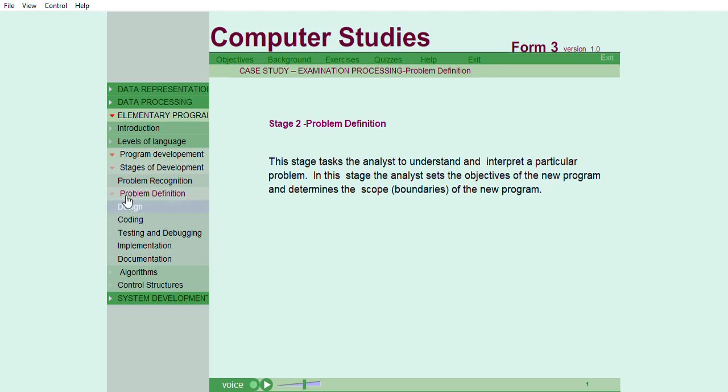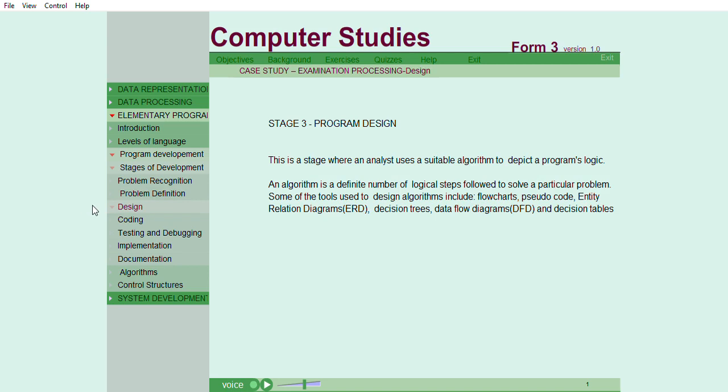Stage 2. Problem definition. This stage tasks the analyst to understand and interpret a particular problem. In this stage, the analyst sets the objectives of the new program and determines the scope or boundaries of the new program.